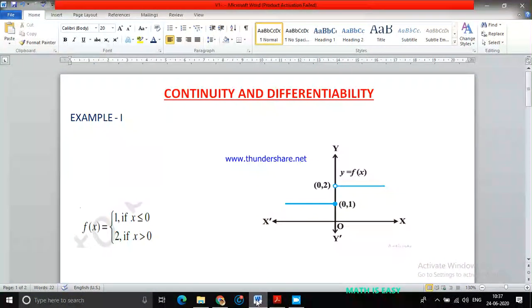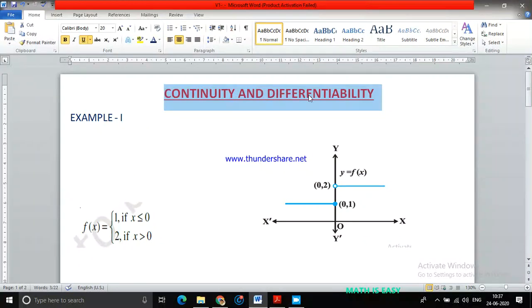Today's class we are going to start the new chapter, continuity and differentiability. We completed the inverse trigonometrics chapter. So before we go to the details, I think in class 11th we also studied about continuity and differentiability and some formulas related to it. So we are going to study more detail about these things in class 12.